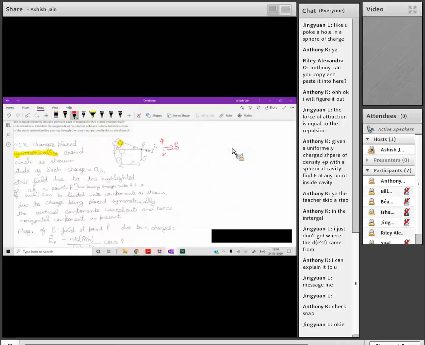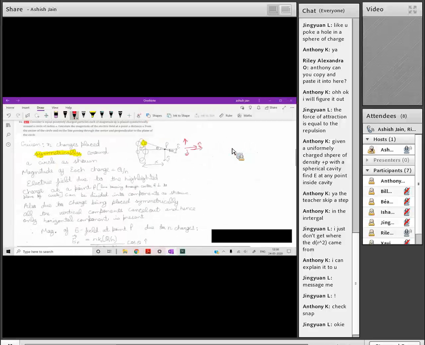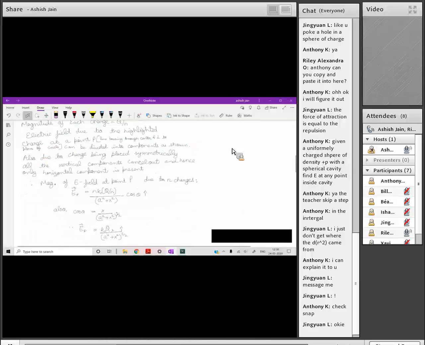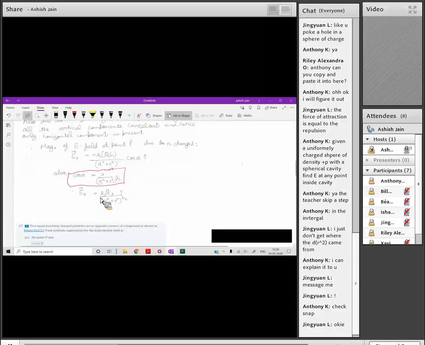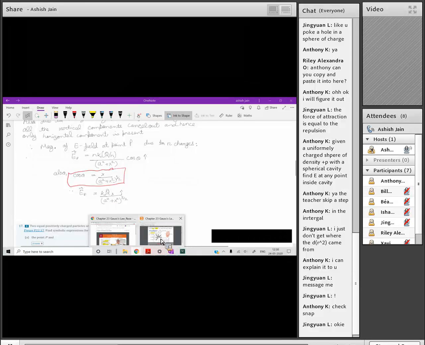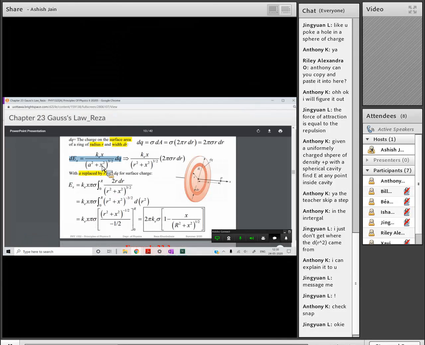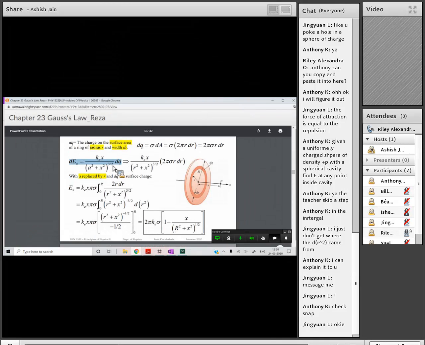That is your i axis or x axis. That's why you have cos theta, and you can write cos theta like this, right? And that's how you get this: k q x over (a squared plus x squared) to the power 3 by 2. I think this is how he gets it as well.